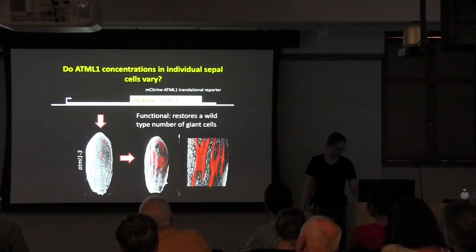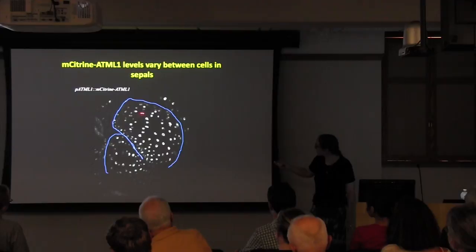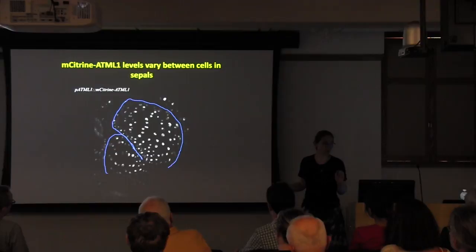Well, we see that different cells have different concentrations of ATML1. So here's the ATML1 fluorescent fusion protein reporter, and it's nuclear localized because it's a transcription factor. So what you're seeing here are all these dots are different nuclei.